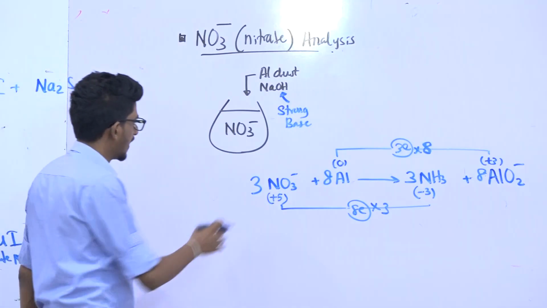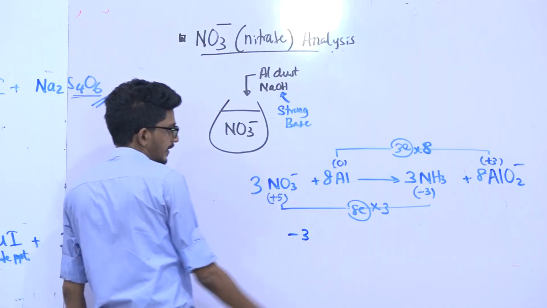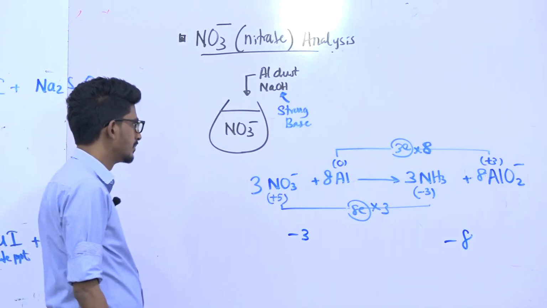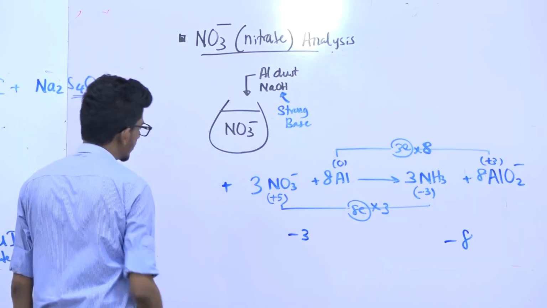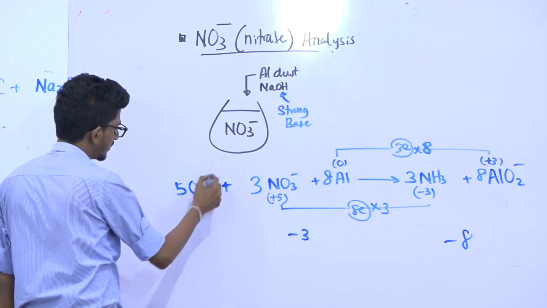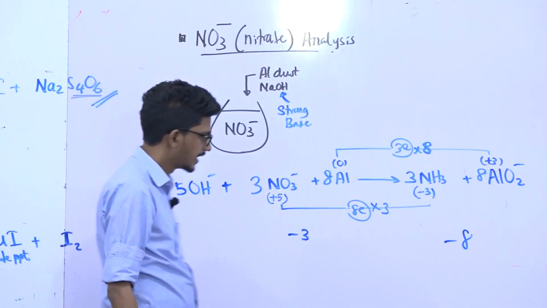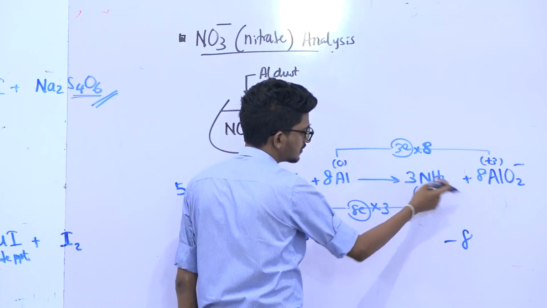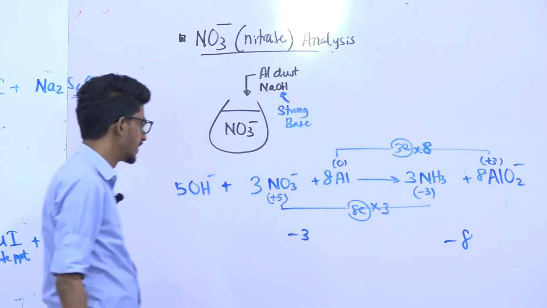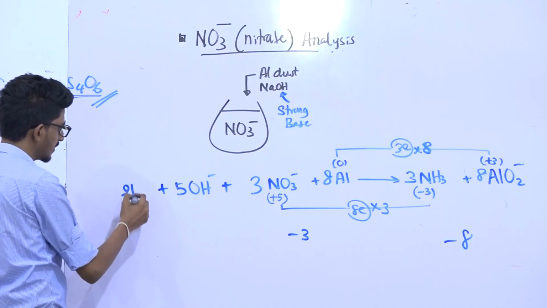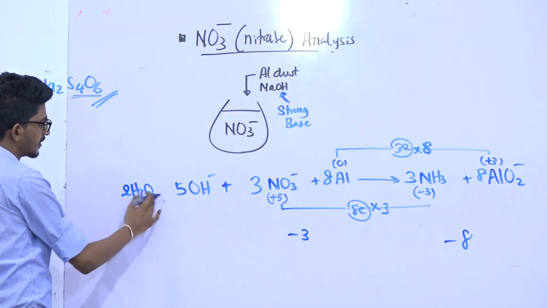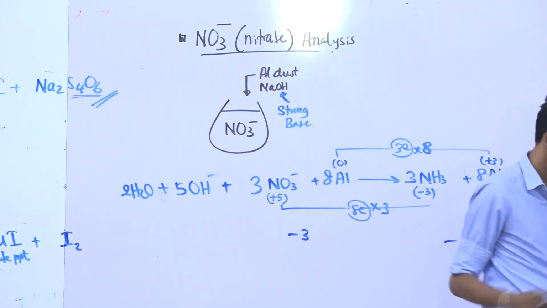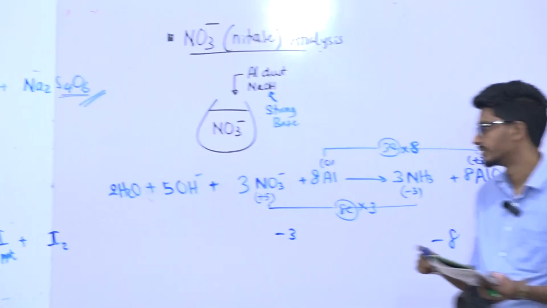Look, so -3 is there, -8 is there. So 5 units of difference. The medium is basic, so 5 of OH minus needed. For hydrogen balancing, you have 5 hydrogens here, but 9 hydrogens here. 4 units of hydrogen difference. That means 2 H2Os are needed at this side, the side with these hydrogens. So this is the nitrate balancing reaction there.